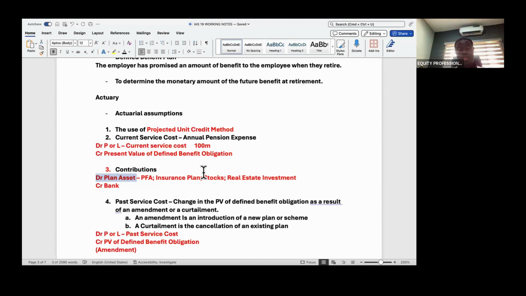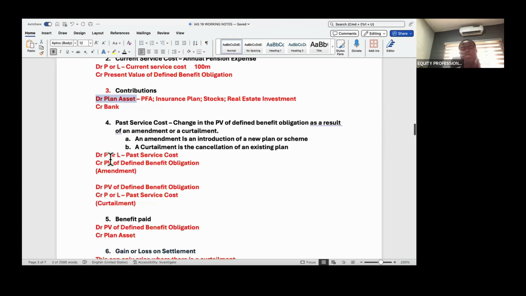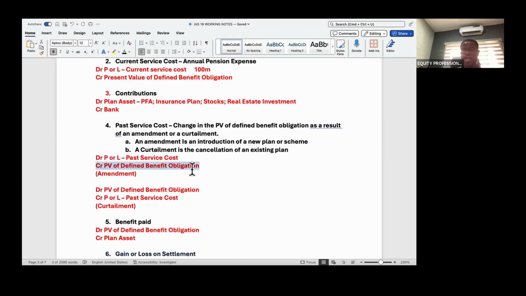That's curtailment. That will also decrease, of course, the obligation. So that change in obligation is past service cost. If it's an amendment, past service cost goes to P&L, then we credit the obligation, the PV of defined benefit obligation. If it's a curtailment, past service cost will go to P&L, but it's like an income because your obligation is decreasing. You debit PV of defined benefit obligation.